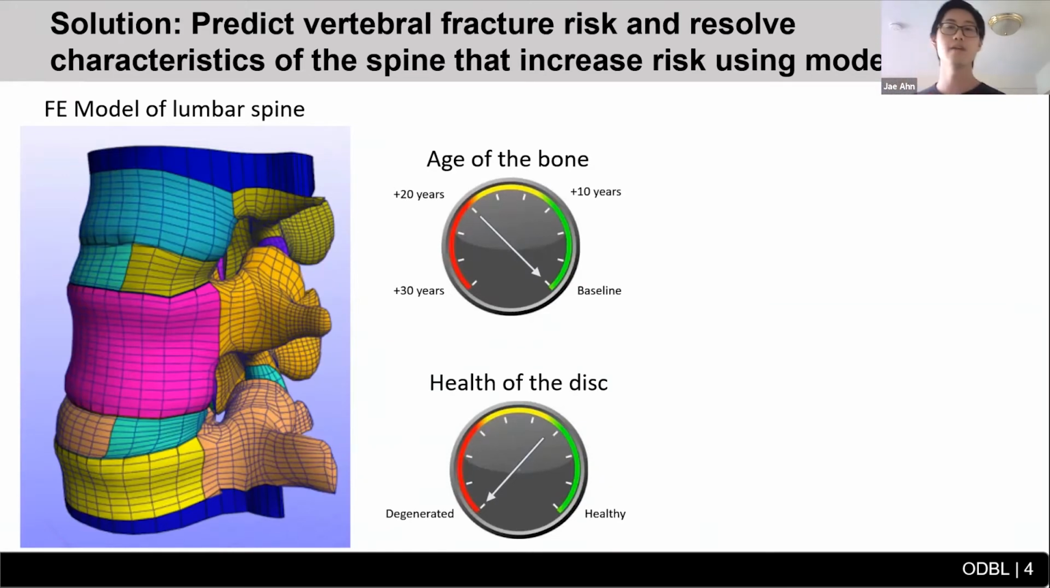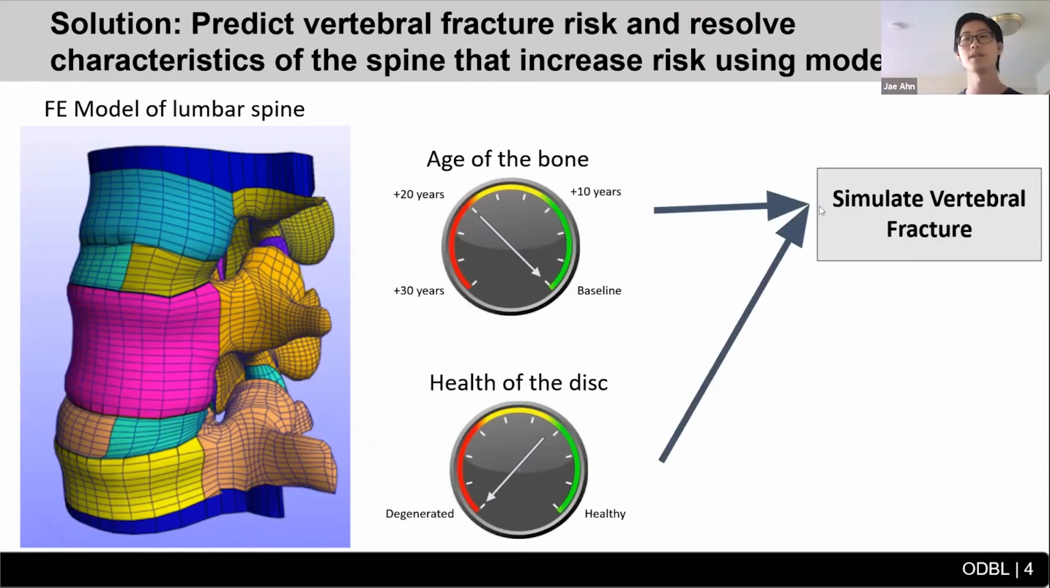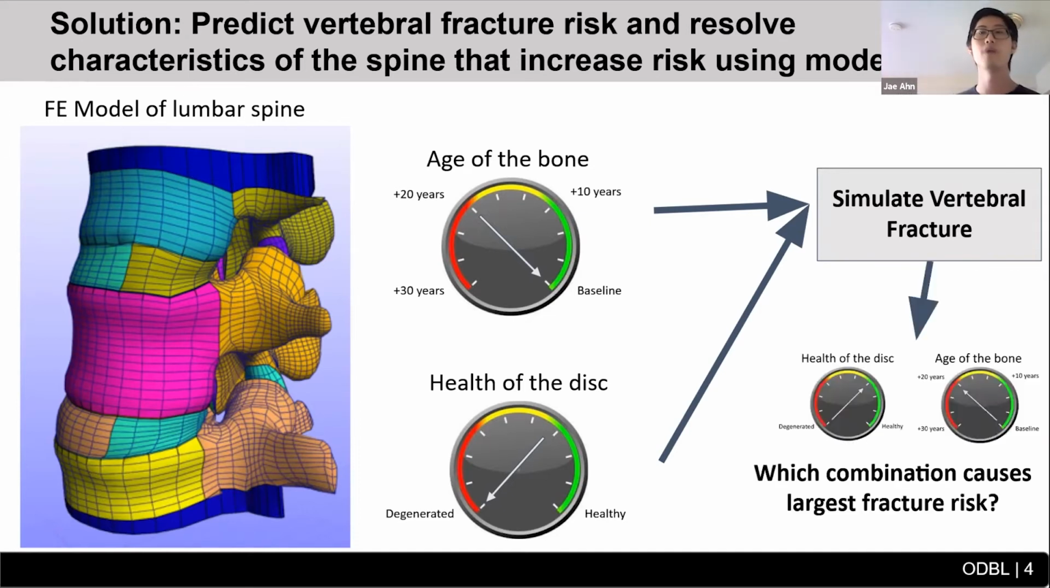Once I've tweaked those factors, I'm going to simulate the vertebral fractures, meaning I'm going to take this model and compress it to its point of failure. I'm going to run a series of compression tests on it to see where it fails and breaks. The main point of doing that is to look at what specific combination of the age of the bone and the health of the disc results in the greatest risk of fracture.